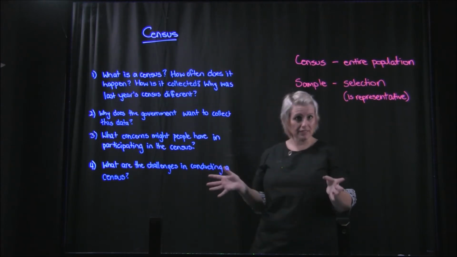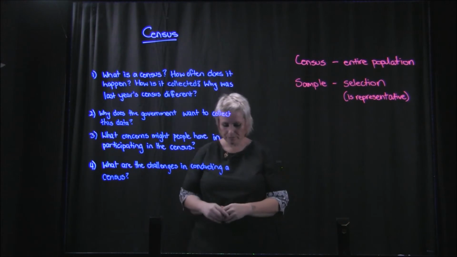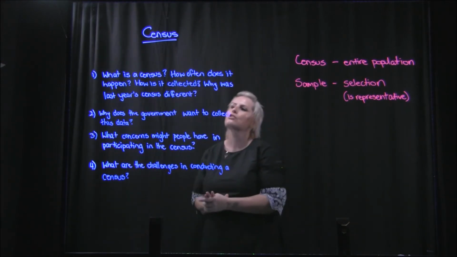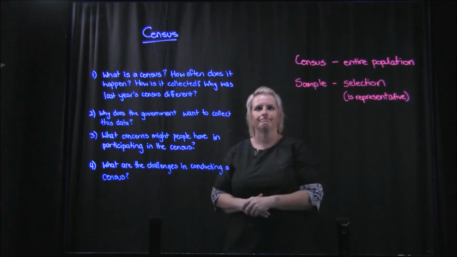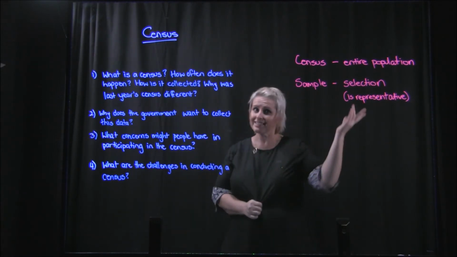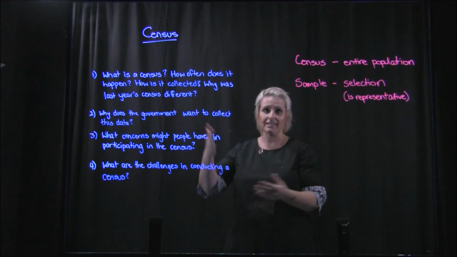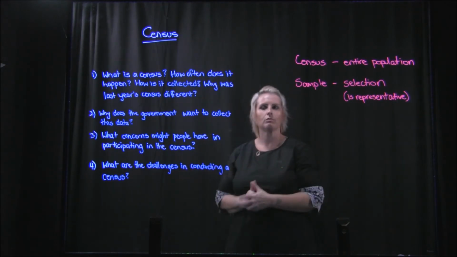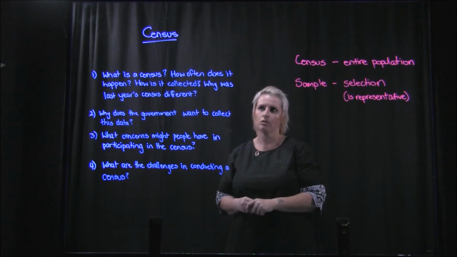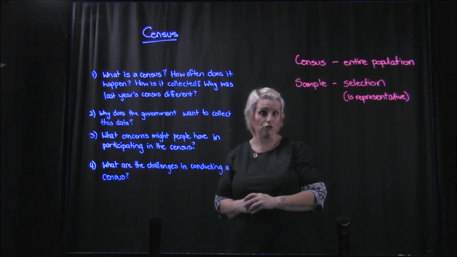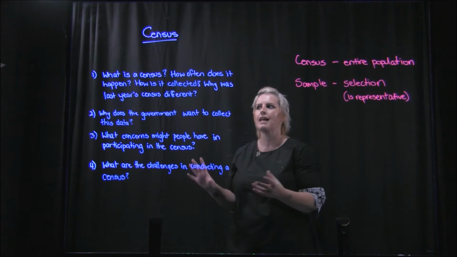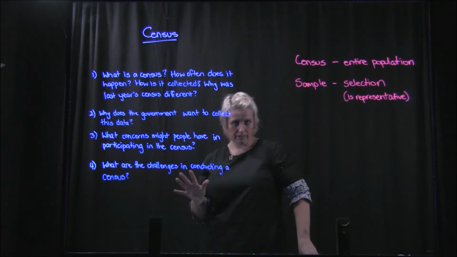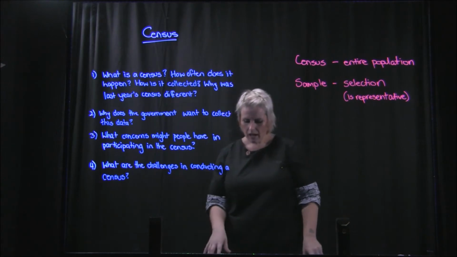Okay, so now that you've seen the what is a census video, we're going to go through these questions. So what is a census? So a census, especially the census that we're talking about, the Australian census, is when you survey every single member of the population. So in Australia, every single person in Australia. How often does it happen? It happens every 5 years.